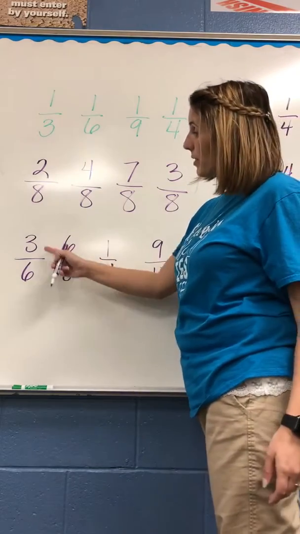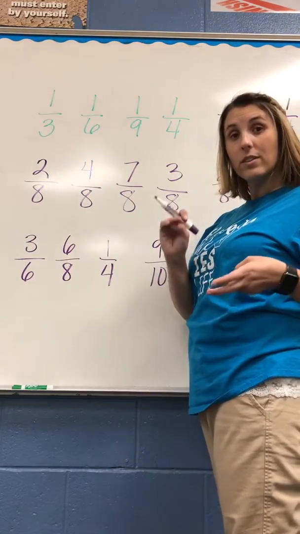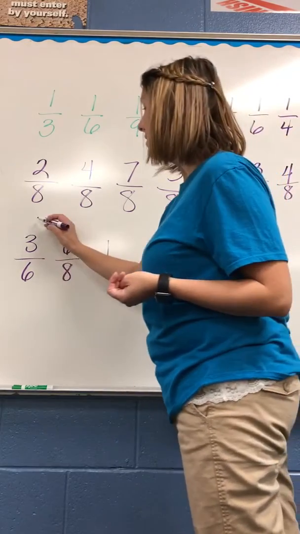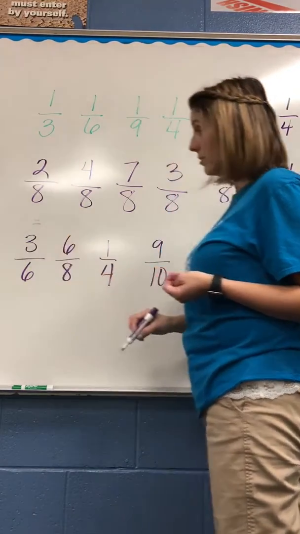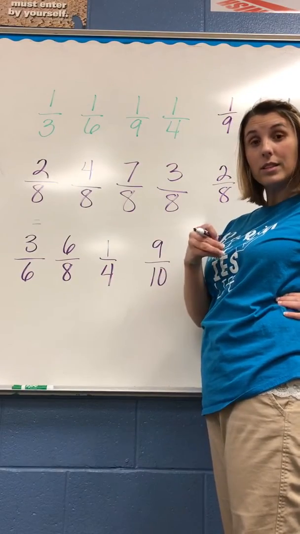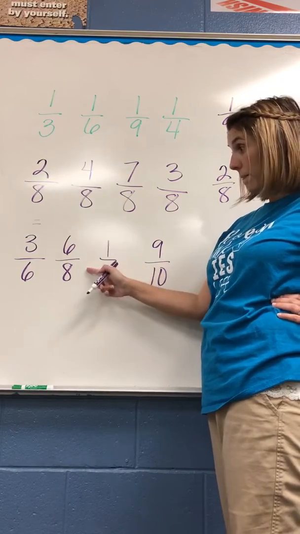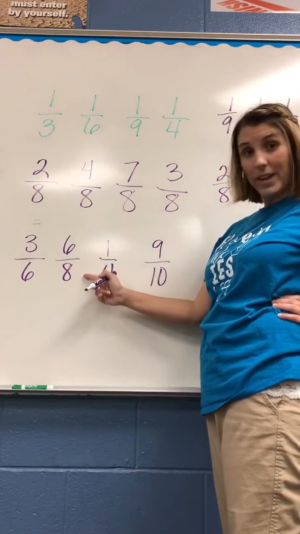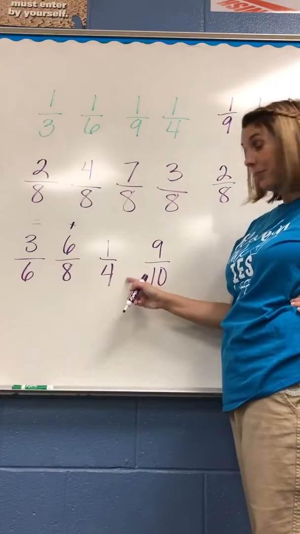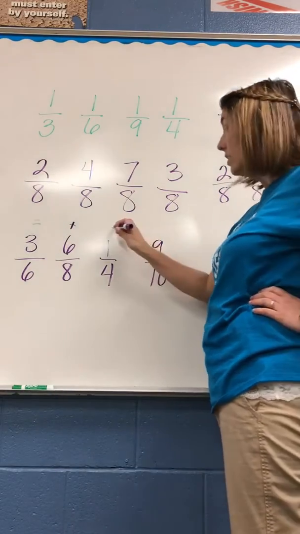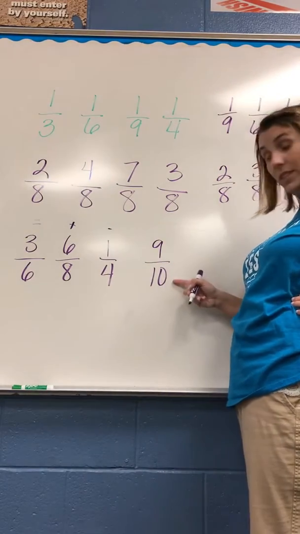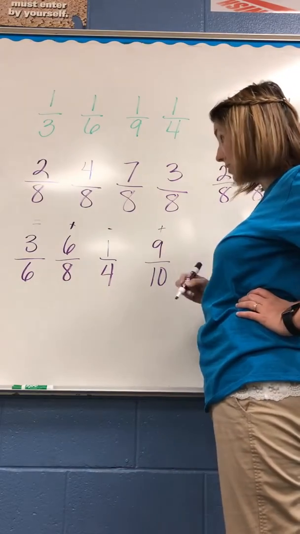Okay, here, 3/6, is that less than half, greater than half, or equal to half? Right, this one is equal to half, so I'm just going to put myself a little note right there. What about 6/8? Greater than half, less than half, equal to half? Okay, well, I know 4/8 would be half, so this one's actually greater. 1/4. I know 2/4 would be half, so this one's less. 9/10. I know 5/10 is half, so this one is actually going to be greater.